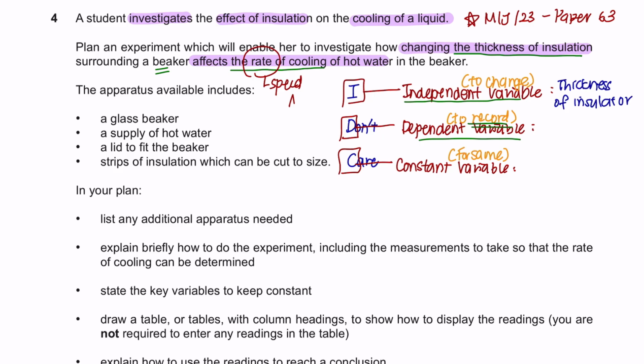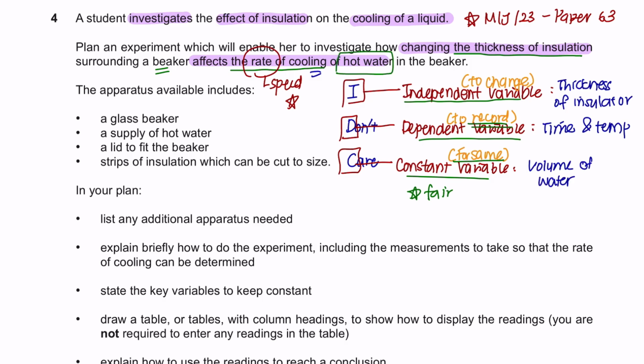Rate means the speed of a reaction. So to measure or record the rate, we're going to find the time, and since this is cooling, we're going to also record the temperature change. And lastly, the constant variable is what is to be kept the same so that this experiment is fair. We are using hot water, so we should ensure that the volume of the water that is being used is the same. And when we are measuring the change of temperature, we should always start with the same temperature.